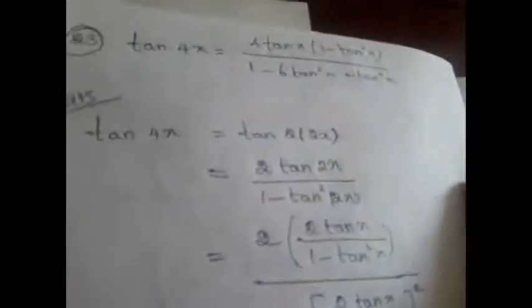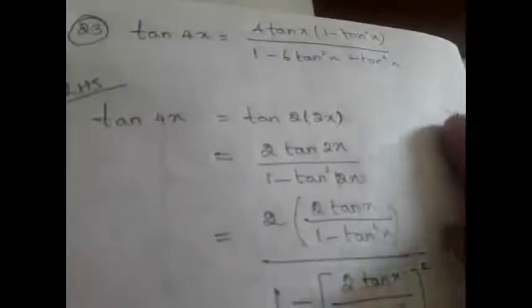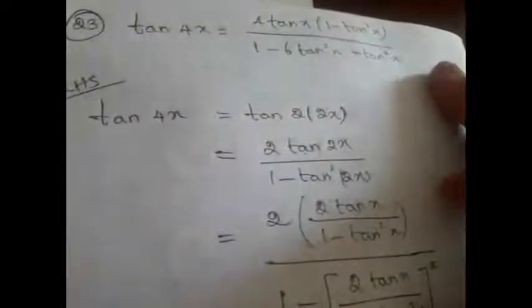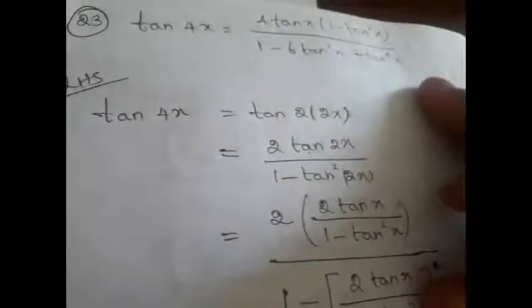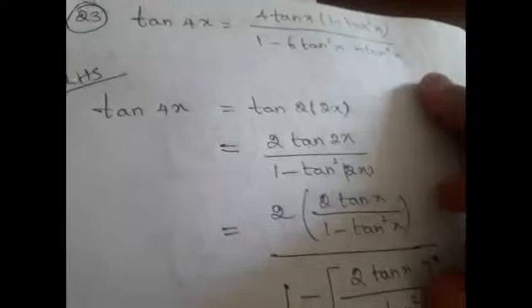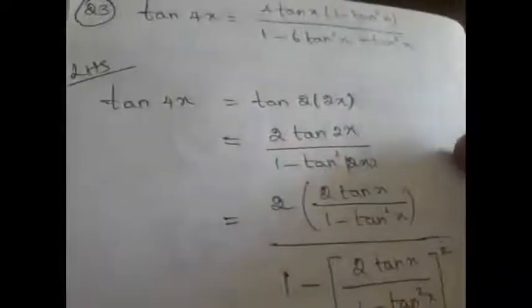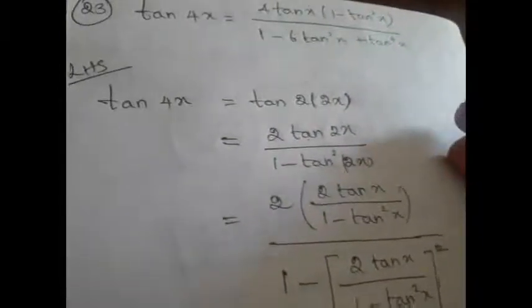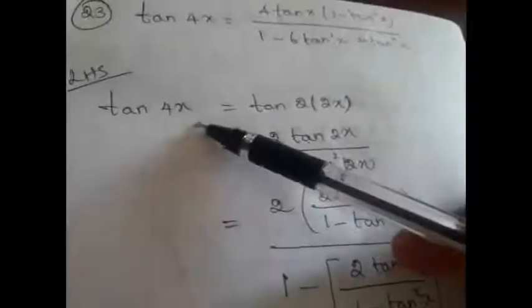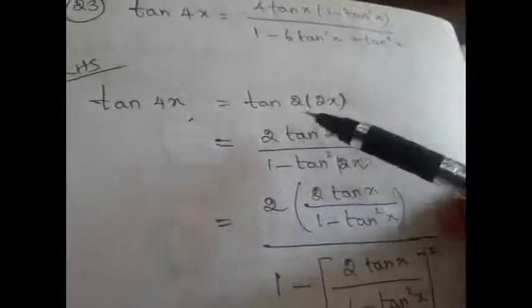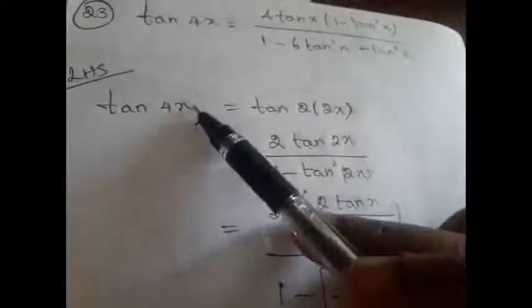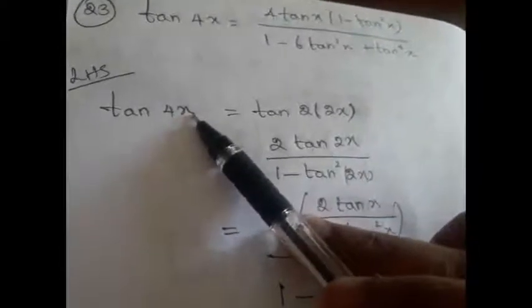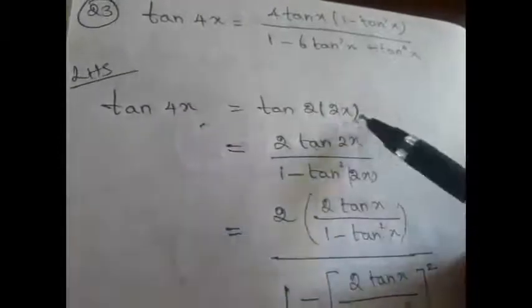Now see the next question. Tan 4x is equal to 4 tan x minus 1 into 1 minus tan square x divided by 1 minus 6 tan square x plus tan power 4x. See, this is just the repeated application of the tan 2a formula. So initially we are going to take tan 4x. Tan 4x can be written as 2 times 2x because we don't have any direct identity for 4 times of an angle, but we have an identity for double angles, right?